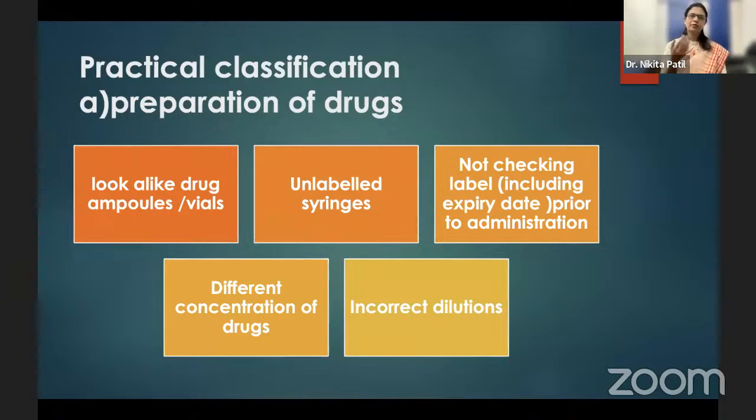Now in our case, before administration of anesthesia, preparation of drugs, as we have learned during our curriculum, we aspirate the drugs, label them, keep them on the trolley, arrange them in a sequence taught to us. So what can go wrong when you're doing all this? Look-alike drug ampules are very common nowadays. Unlabeled syringes, not checking the label, including the expiry date prior to administration. Different concentration of drugs: simple bupivacaine 0.5, 0.25, adrenalized, non-adrenalized, incorrect dilutions. So this definitely makes a difference.